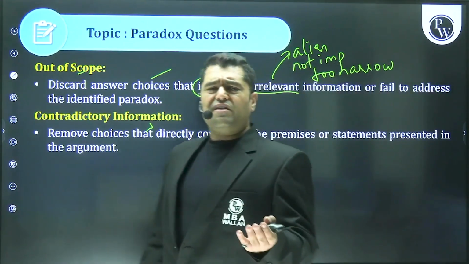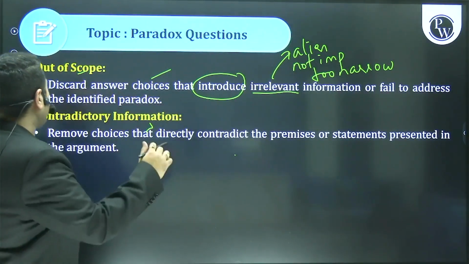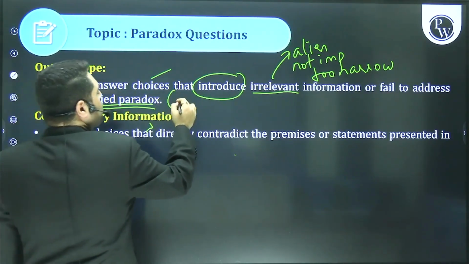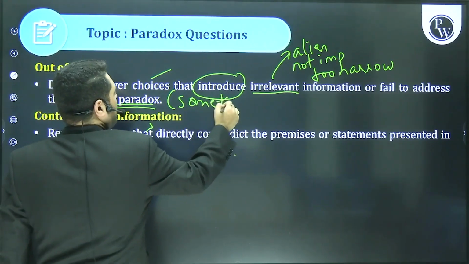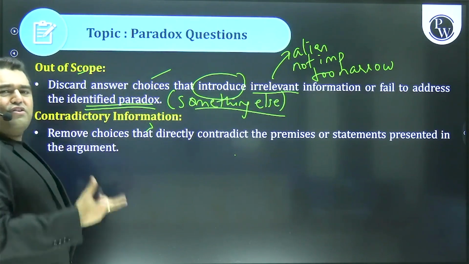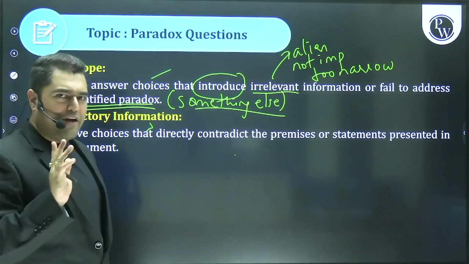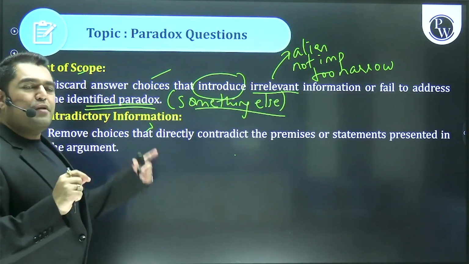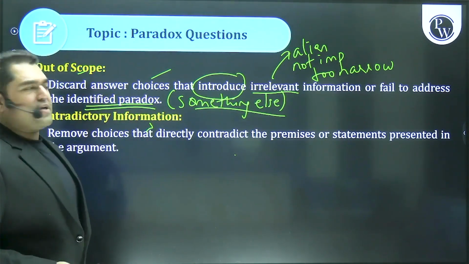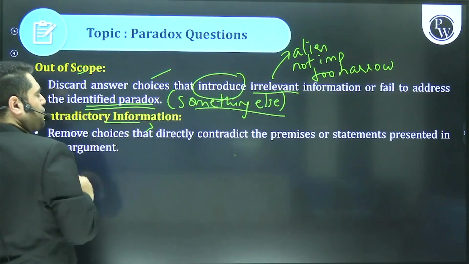Not good. Not needed. ठीक है? Information fail to address identified paradox. मतलब it will talk of something else which we don't need. It will talk of some non-relevant aspect. It'll talk about the paragraph. It will have the keywords, लेकिन paradox को explain नहीं कर रहा वो. He's not talking about the two contradictory things. ठीक है? And contradictory info.